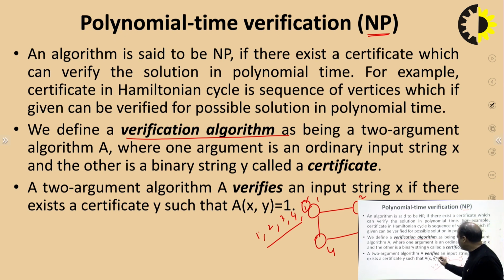This verification is known as a certificate. This Y is known as the certificate. X is the input, which is going to be the graph, right? And remember, for NP, our problem should be a concrete problem. That means the input should be taken from 0 and 1. So if we can get a certificate in polynomial time from this input, which can verify yes or no, that means the problem is in the NP category.